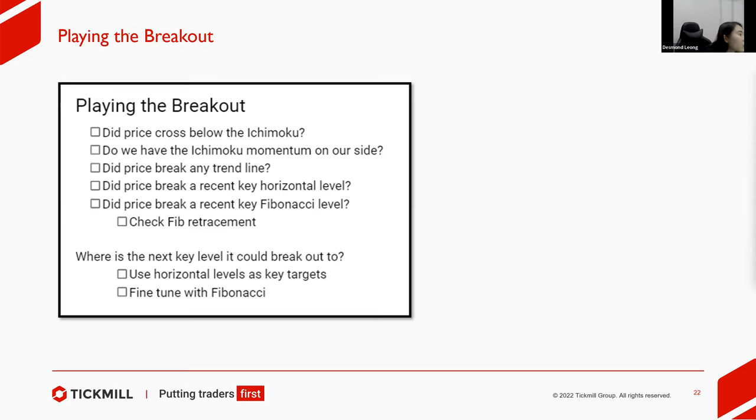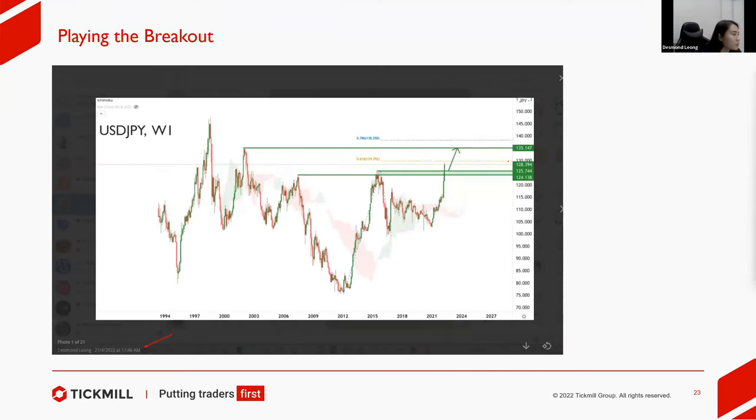Okay, so when we're looking for breakouts with Ichimoku, we're gonna ask, did price cross below or above the Ichimoku? Do we have the Ichimoku momentum on our side? Did price break any trend lines? Did price break a recent key horizontal level? Did price break a recent Fibonacci level? And we're gonna use the same technique that we did when looking for continuation trades, right? We're gonna look for zones and horizontal levels, and we're gonna fine tune it with Fibonacci to find our take profit area. Okay, so this is an example of playing the breakout.